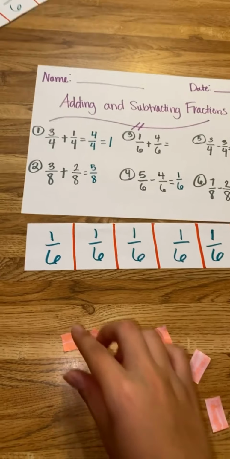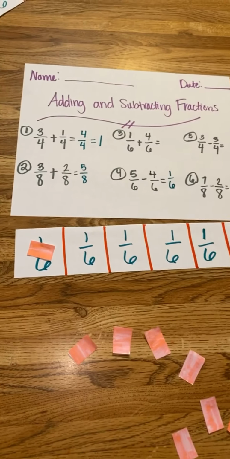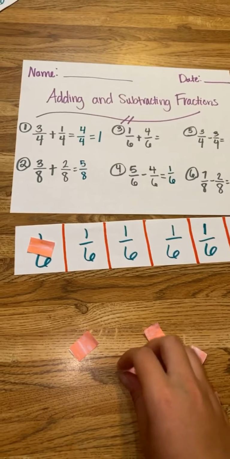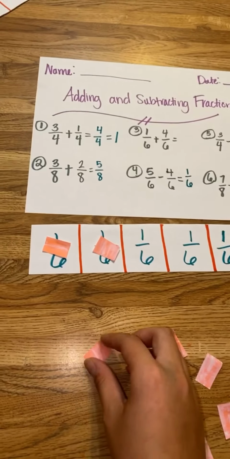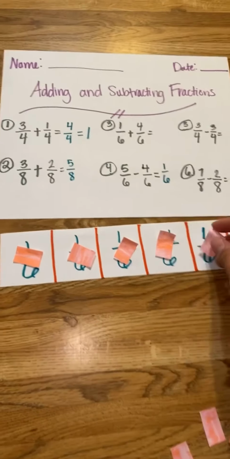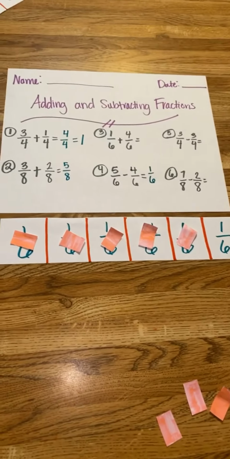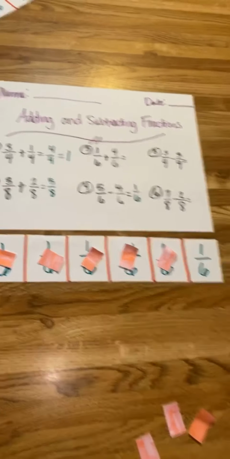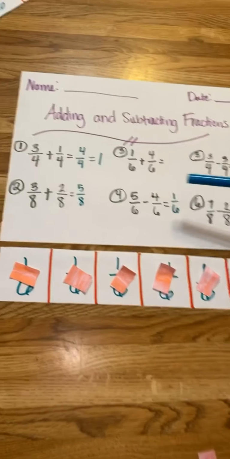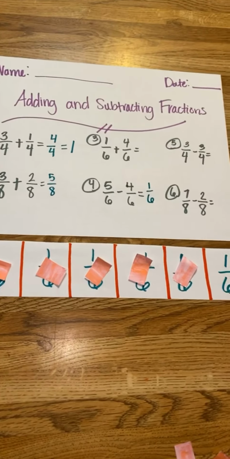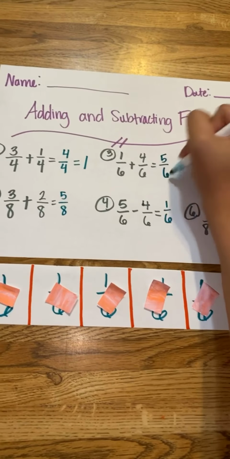Coming back up to number 3, students will do the same thing. They have their 1/6 piece, and then we're going to be adding another 4/6 to that. So 1, 2, 3, 4. Now students are going to notice they have 1, 2, 3, 4, 5 1/6 pieces. So we go to the top: 1 plus 4 is 5, and we keep our denominator the same, which is 6, which gives us our 5/6.